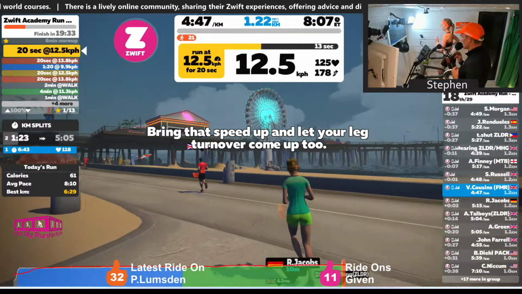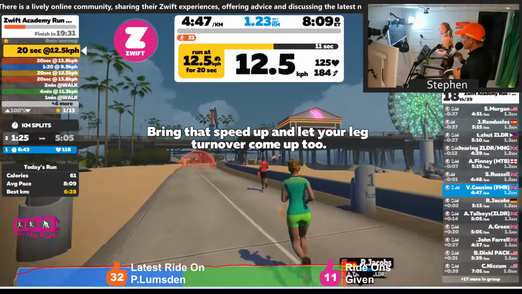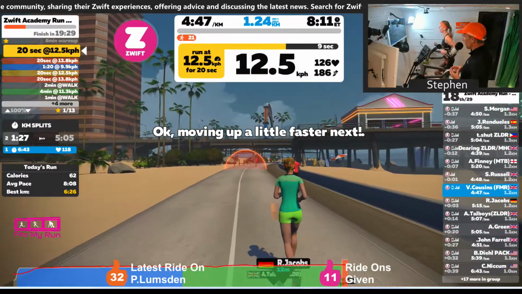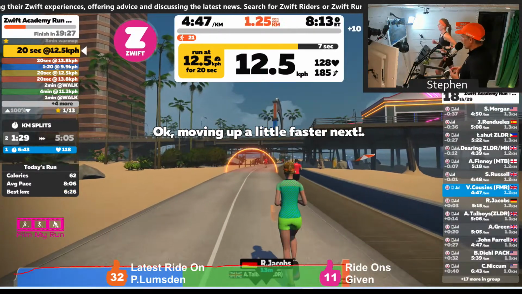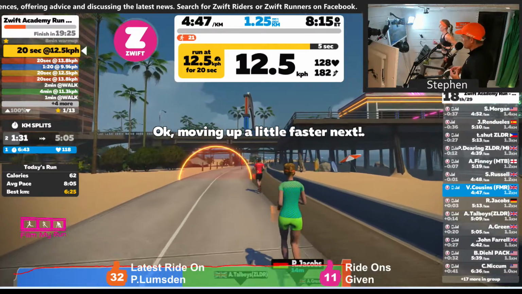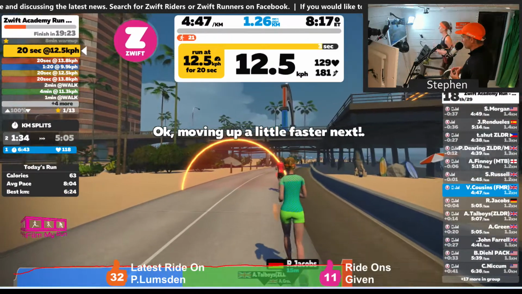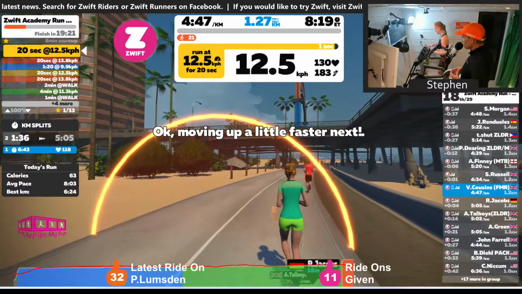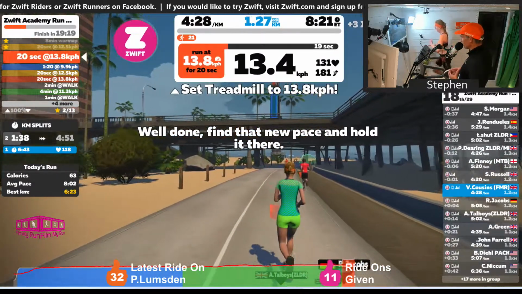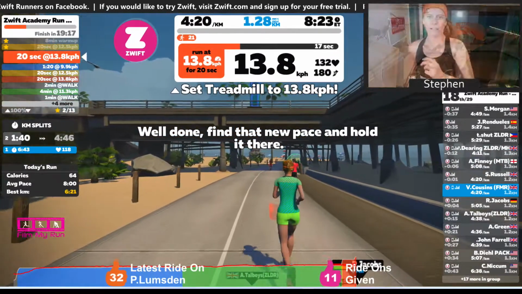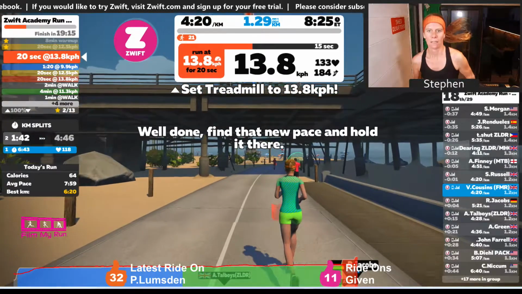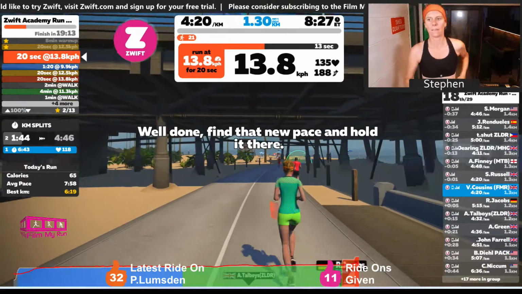Oh, here we go with the first little interval. This is a 20-second interval at 12.5 kilometres per hour. And then when Victoria gets to the arch, she's going to increase the speed a little bit. So I suppose it is actually a 40-second interval. So we're up to 13.8 now for another 20 seconds.